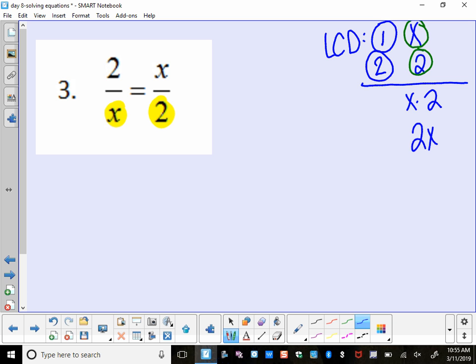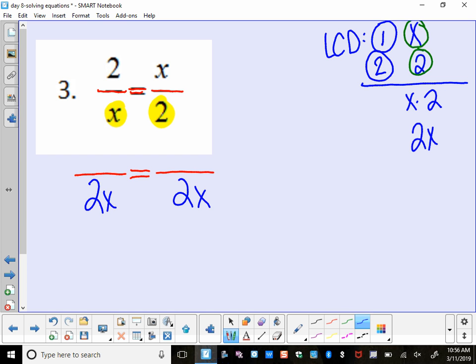2x. Just 2x. What I want you guys to do, don't mess this up, pay attention. You see how we have a fraction equal to a fraction? Write that again, fraction equal to a fraction, and my LCD is going to be 2x.